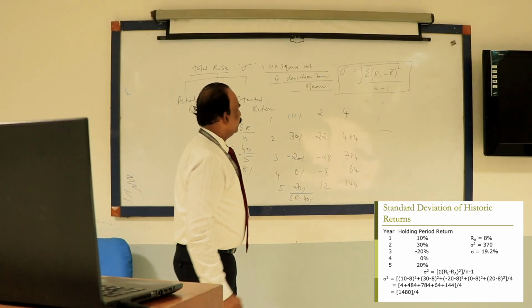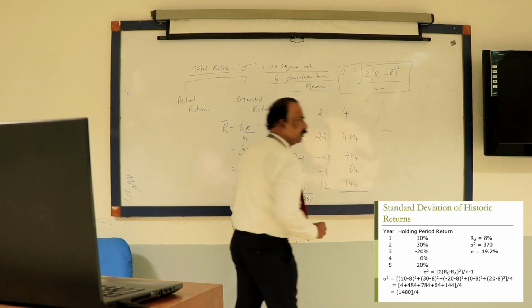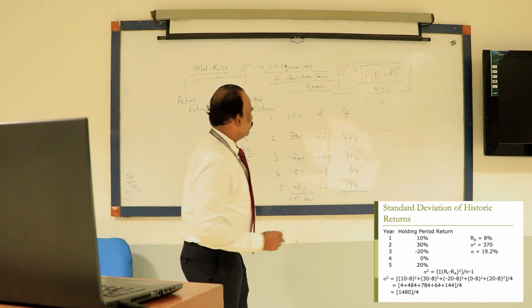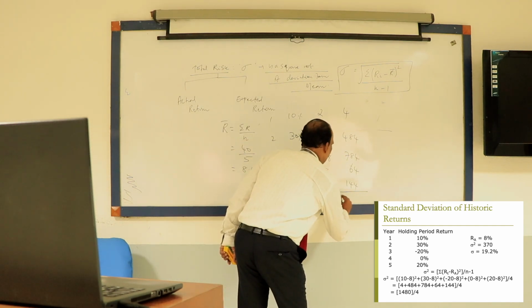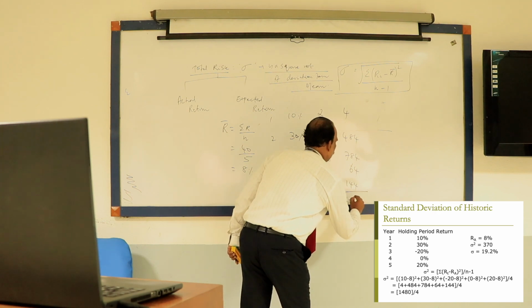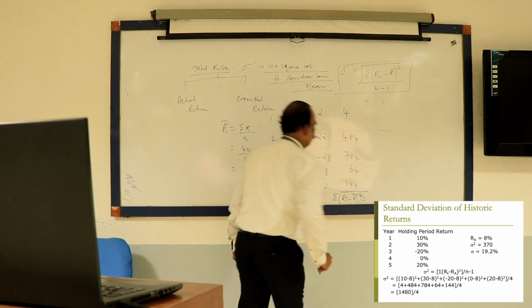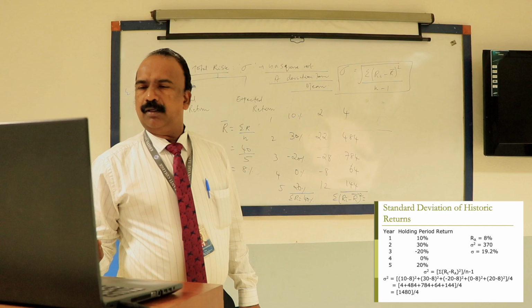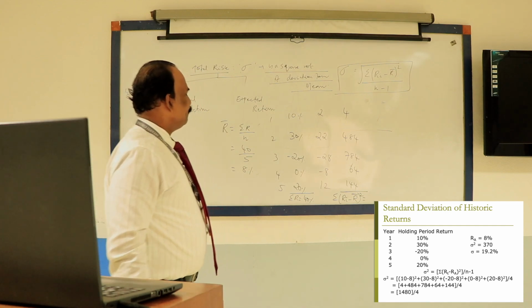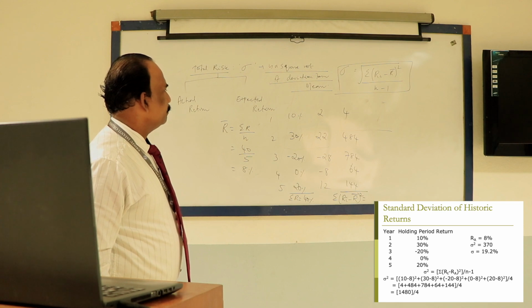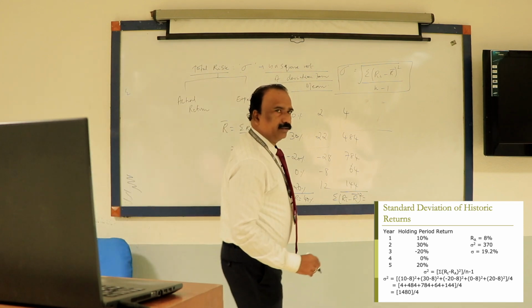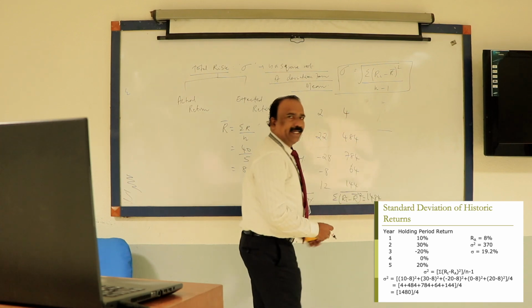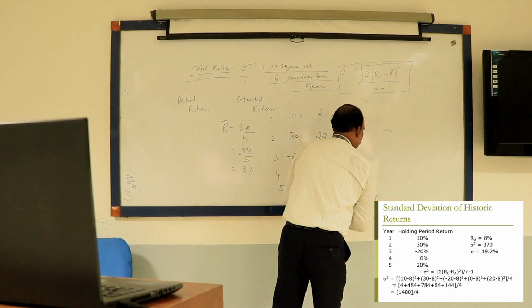Anybody? Please check. Then get the total. Please take your calculator and check the answer. Okay. So sigma Ri minus R bar square is equal to how much? Get the total. How much comes? 1480. So 1480.